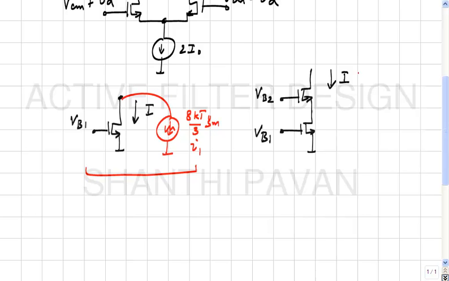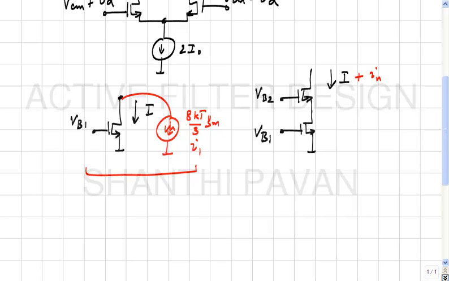Now, given that there are two transistors, each of these transistors is noisy, it therefore follows that even for the cascoded current source, the current drawn will be some I plus some noise. We are trying to figure out what that noise is and how the strength of that noise source compares with 8 kT by 3 gm. Is this clear? Okay.